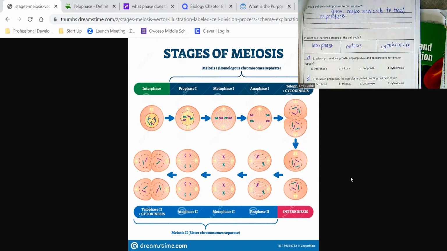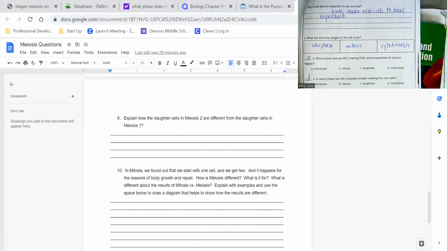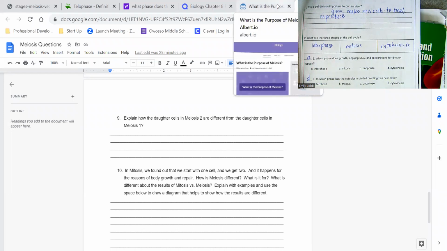It's never best to be absolute. Notice here we have the same number of chromosomes in all the cells. And all of a sudden, we only have half. So talk about daughter cells. Same number or half?